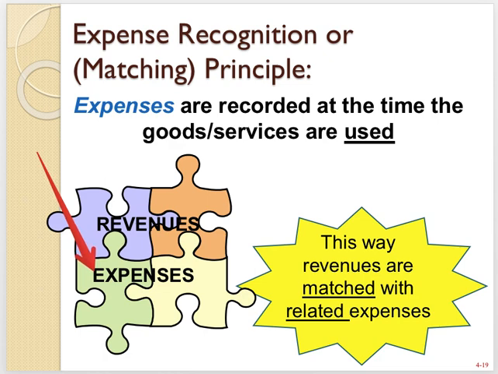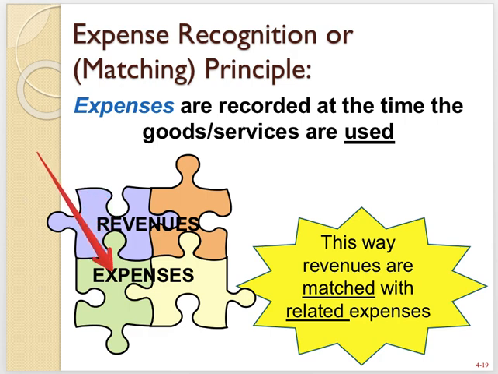Expenses are the cost of goods and services used to generate revenue. So you want to make sure that you're matching the expenses with the related revenues, right? We want to track all of the things we used, whether that's our supplies, our employees' services, our rent, our insurance, all the things we use to generate this revenue.